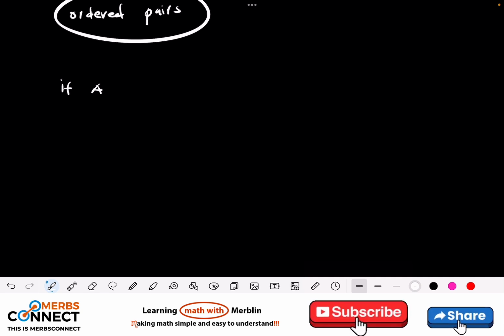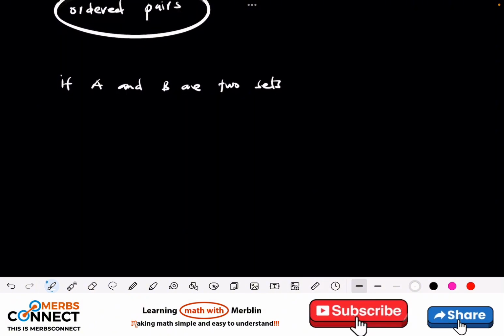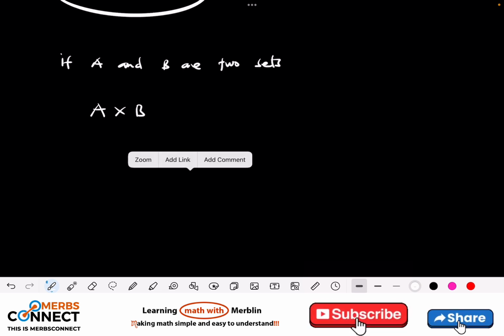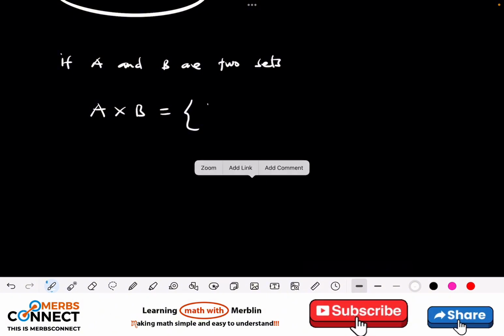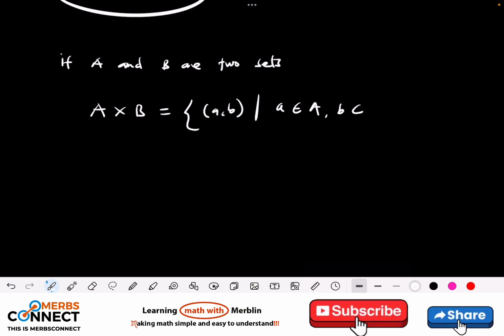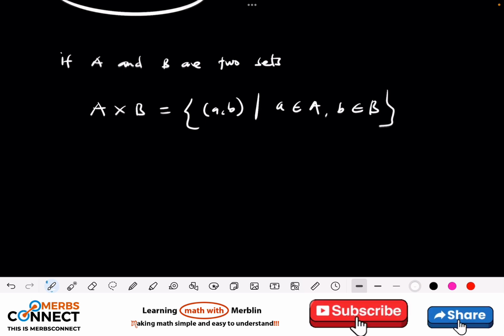Let me give you a short definition. If A and B are two sets, then A cross B, the Cartesian product, will be equal to the set of (a, b) such that small a belongs to A and small b belongs to B. This means that for every element in A, we pair it with every element in B, forming ordered pairs.